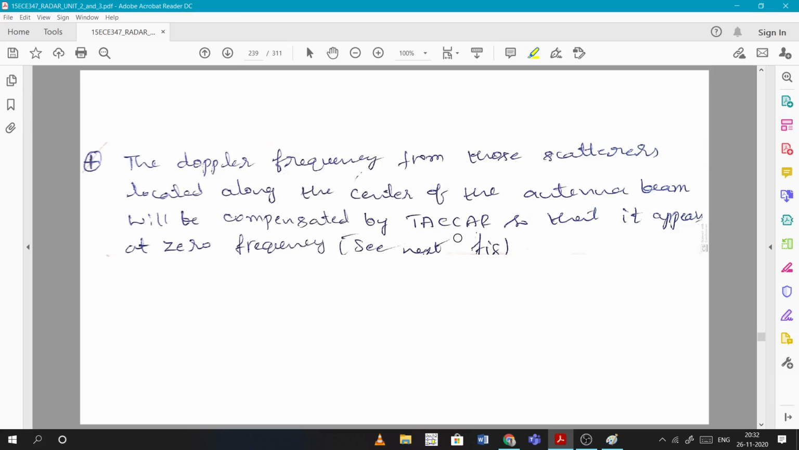So by using that we can compensate the Doppler frequency of scatterers located along the center of the antenna beam, so that it appears at zero frequency.